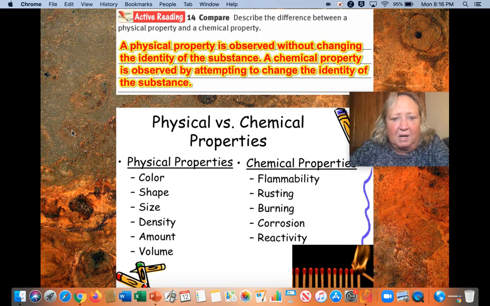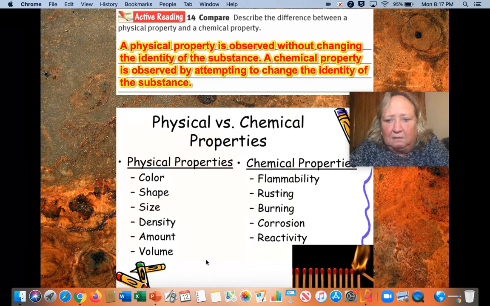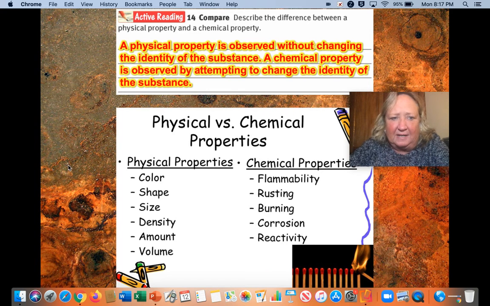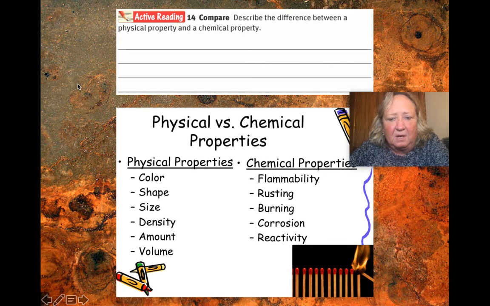So here is a great list, and we're going to get into more physical properties in the next few days, but here's a basic list: color, shape, size, density, which we've done now for a couple, 3 weeks. Remember, mass divided by volume, how much there is, the volume. The chemical properties are maybe a lot less common, or things you wouldn't think of, but flammability, the ability to burn, rusting, we've talked about that with cars, burning, corrosion, and reactivity, reacting with things.